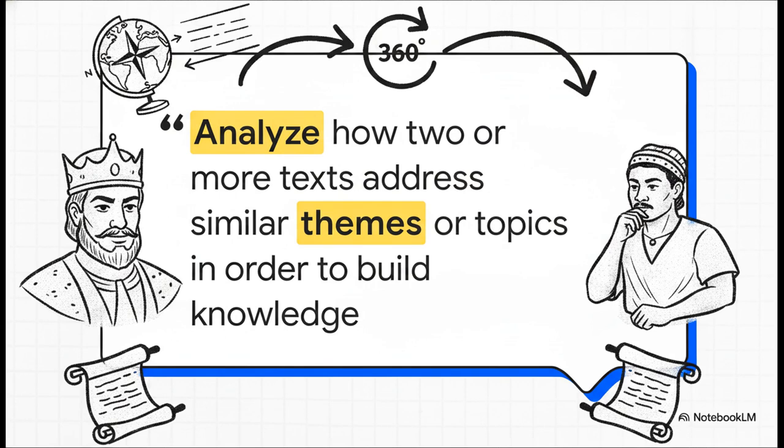In your work practice, you might read an emperor totally justifying a land grab, and then immediately read an account from a local resident whose home was just taken away. Doing this gives you a complete 360-degree view that a single source could never provide on its own.